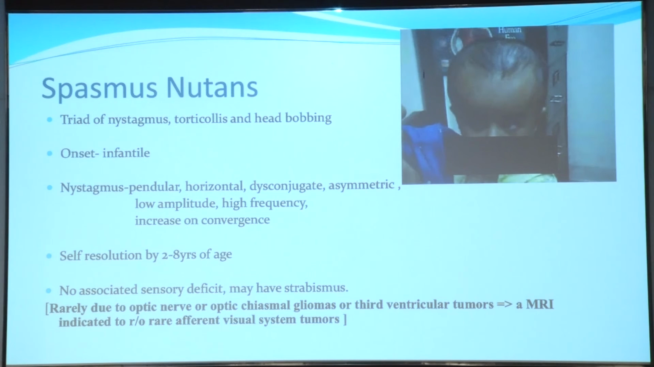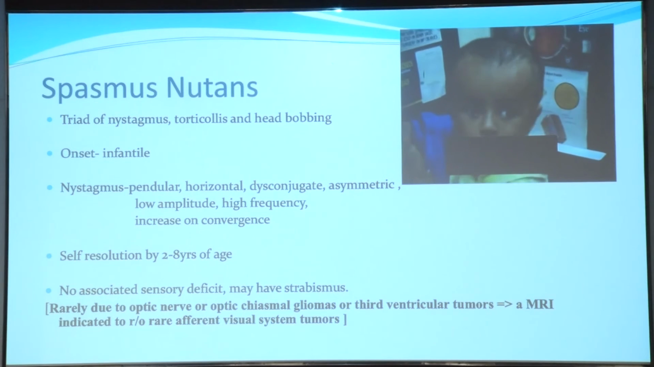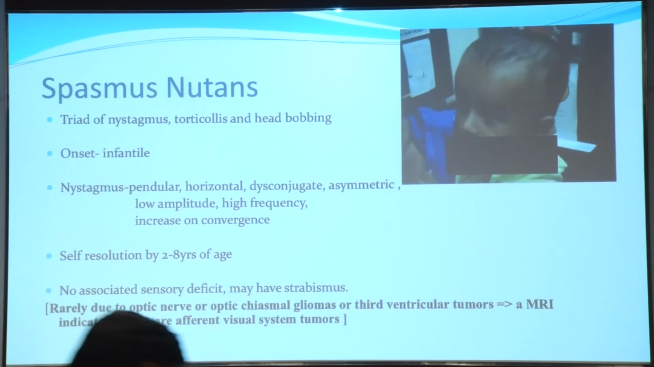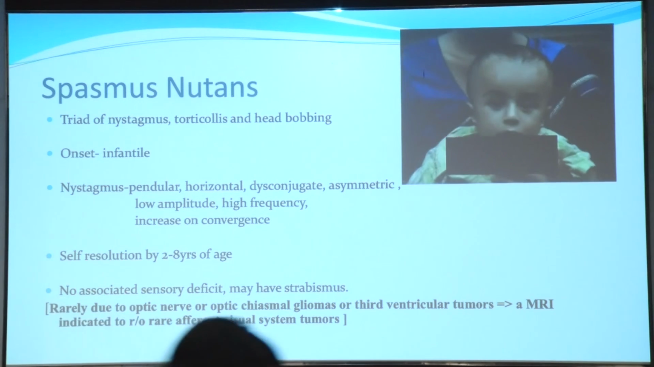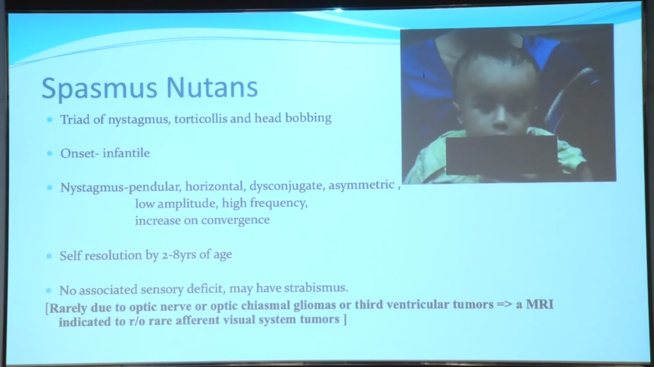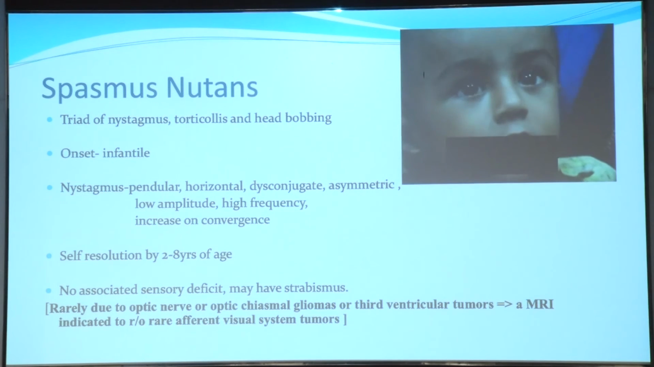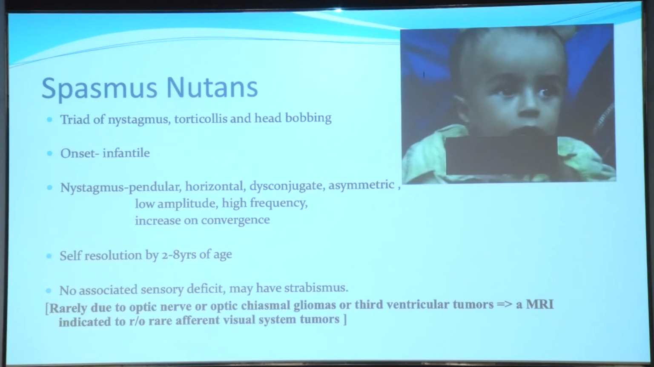Another type of nystagmus seen in children is spasmus nutans, which is a triad of nystagmus, torticollis and head bobbing. The onset of spasmus nutans is infantile. This kind of nystagmus is pendular, horizontal, disconjugate, asymmetric, of low amplitude and high frequency, and it also increases on convergence, vis-a-vis other types of nystagmus, which generally dampen on convergence. It may resolve by the age of 2 to 8 years if not associated with any sensory deficit, and may have strabismus.